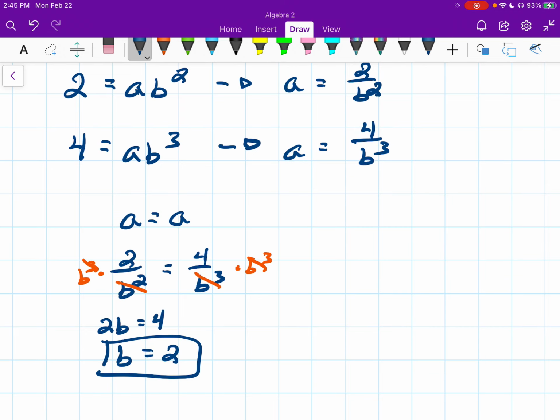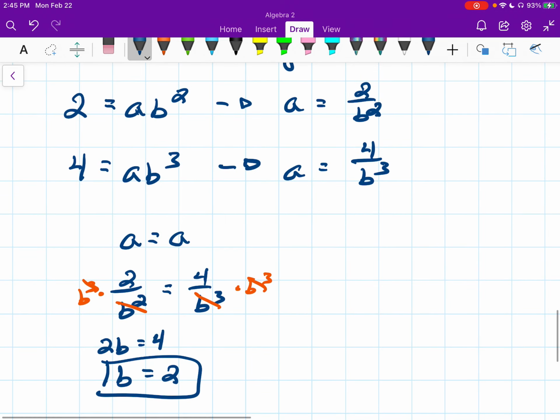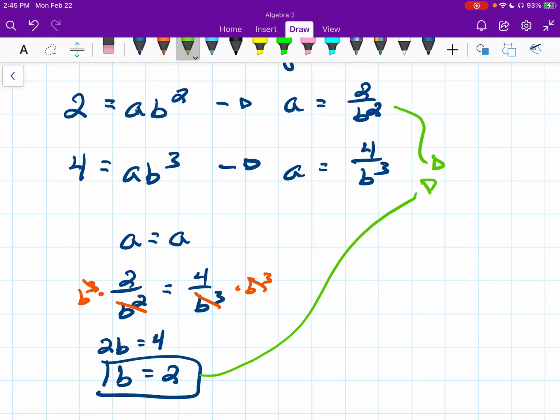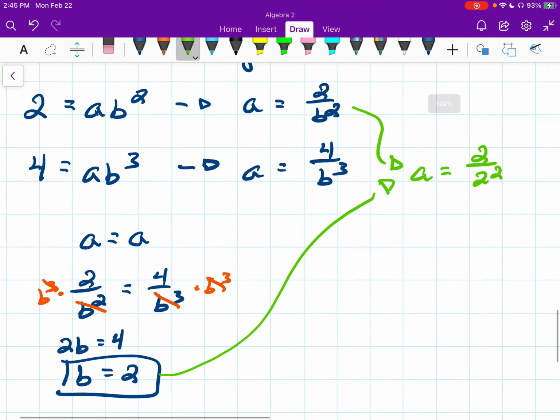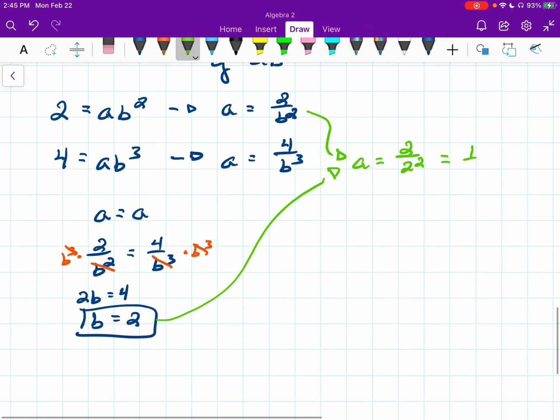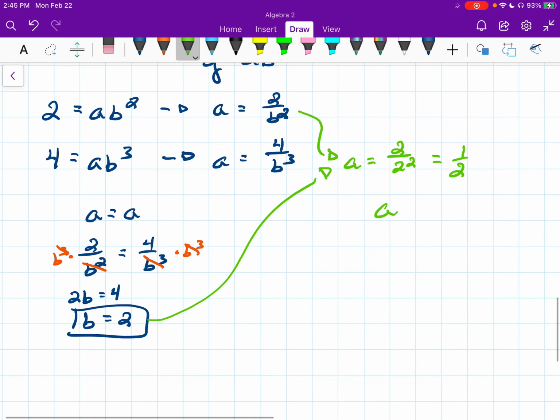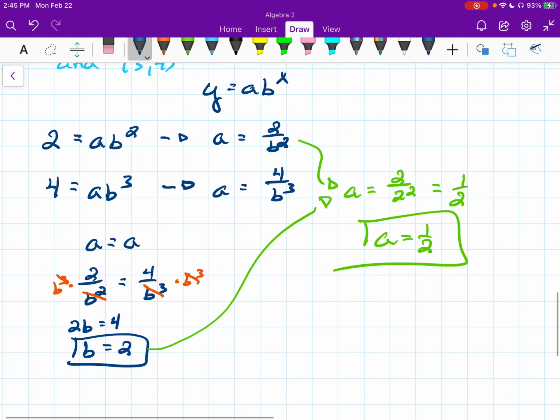All right. Now we need to plug back in to get a. We'll plug into the top one. I think that'll be a little bit nicer. So a equals 2 over 2 squared. But we can cancel some 2's out. This will just be 1/2. So a is 1/2. Then finally, we need to write it in standard form. So y equals 1/2 times 2 to the x.